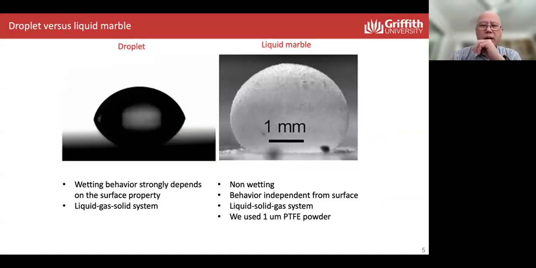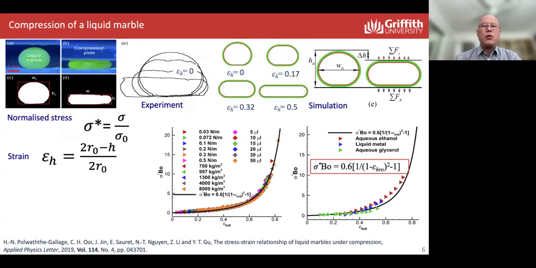The first one is liquid marbles. As I mentioned, to handle liquid as a solid, we just make it solid. Now the simplest way to do it is to coat the liquid with hydrophobic powder, and the hydrophobic powder isolates the liquid from the surroundings and makes it non-wetting. So you have these so-called liquid marbles. Now the advantage of liquid marbles is that they behave like an elastic balloon. So you can squeeze it, and then when you release the stress, the liquid marble comes back to the original form.